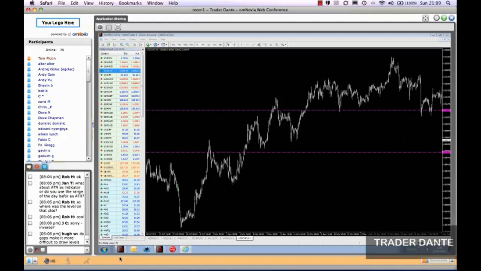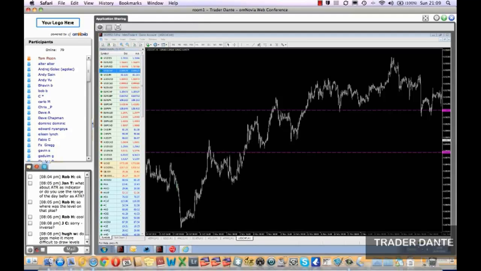I don't think gaps make it that much more difficult to trade levels, to be honest. You just have to factor them in. When you see a gap, you've got a likelihood that the price is going to gravitate towards that fill area. That's one of the things that I'm always conscious of.